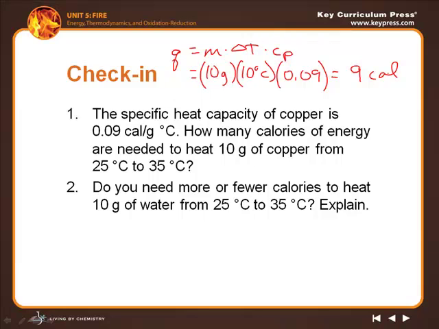Now, do you think you would need fewer calories or more calories to heat up 10 grams of water from 25 to 35?